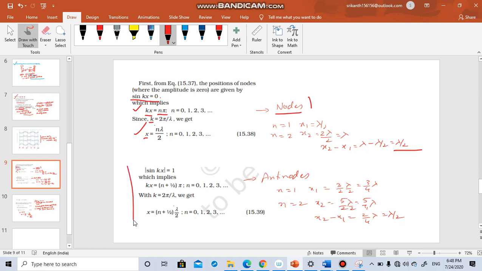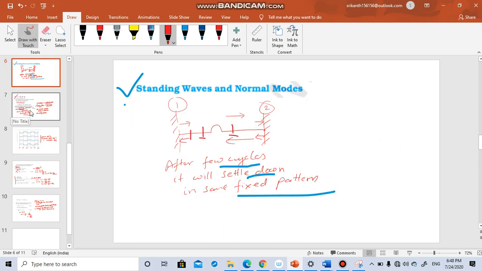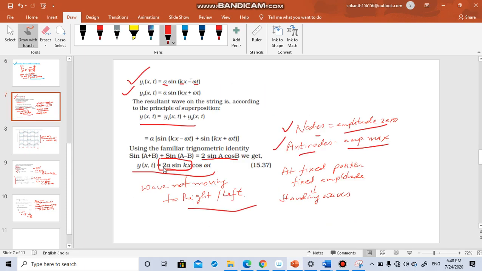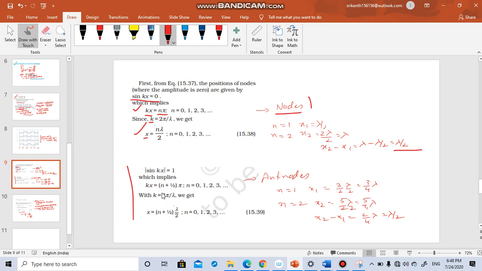this portion is about antinodes. If sin kx becomes equal to 1 in this formula, you get 2a, which is the maximum amplitude. So kx equals, sin pi by 2 is 1, sin 3 pi by 2 is 1. I mean, I'm talking about the modulus value. So it will be in the format of n plus half into pi.